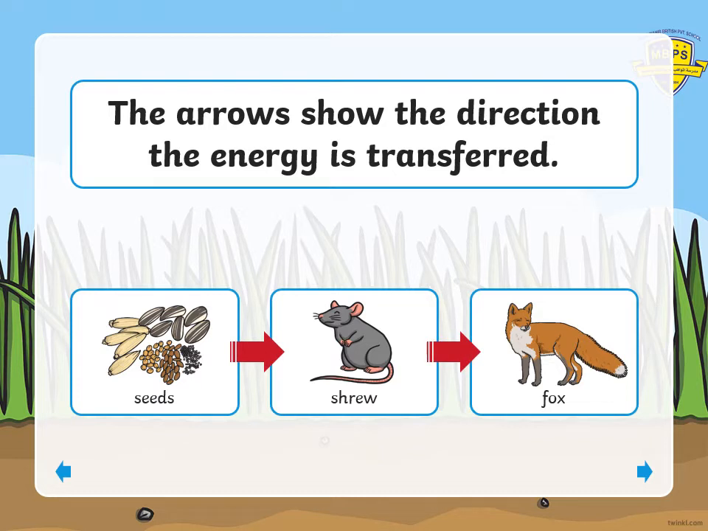The arrows show the direction in which the energy is transferred. The energy of the seeds, which was eaten by the shroot, was eaten by the fox. So the energy was transferred from the seeds to the shroot, from the shroot to the fox. And this is how a food chain shows a transfer of energy. It shows you how energy that a plant got from the sun has been transferred from one animal to another. It's a chain.